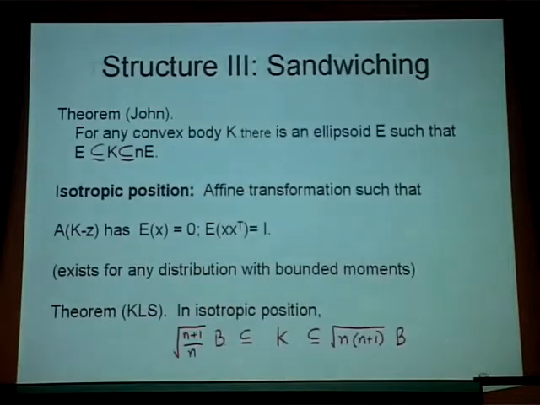One more, sandwiching, or rounding. A classical theorem of John says that for any convex body, there's an ellipsoid that fits completely inside, and you scale it up by a factor of n, the dimension, so independent of the body, and that will now contain the body. Okay.